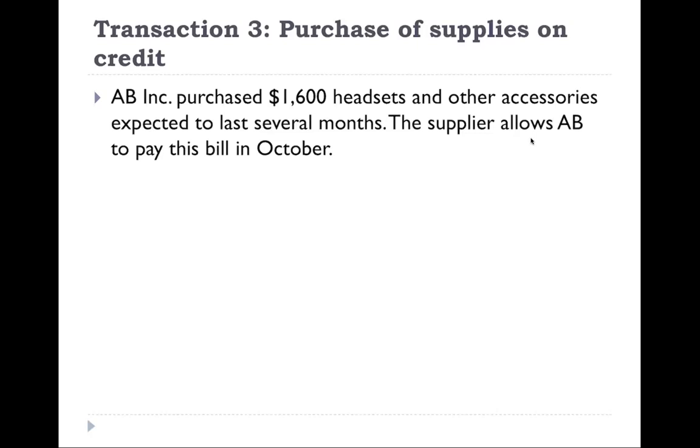And now let's look at the third one. AB Inc. may decide to purchase 1,600 headsets and other accessories expected to last several months. The supplier allowed AB Inc. to pay this bill in October. So how does this event affect the firm's accounting equation?